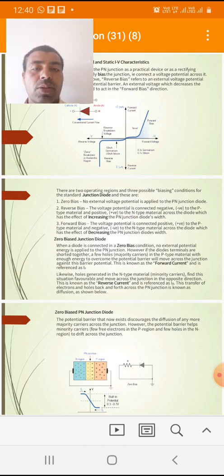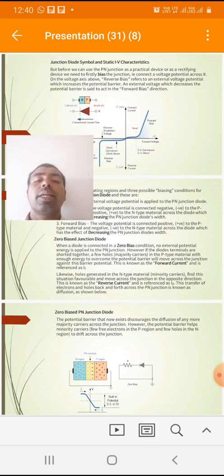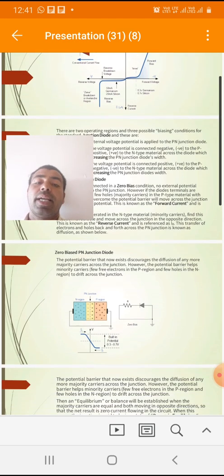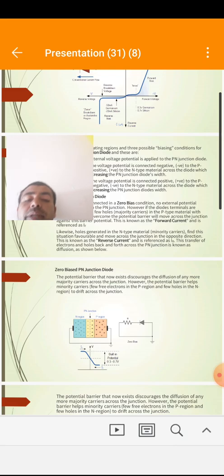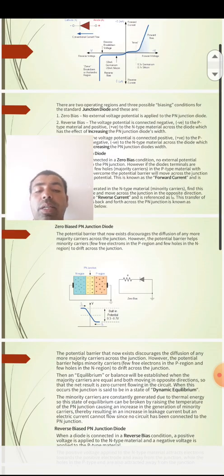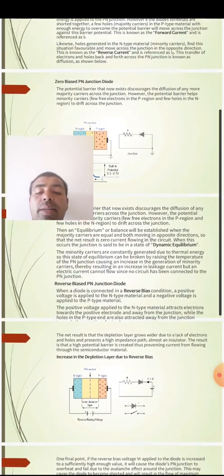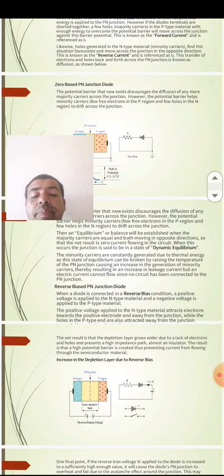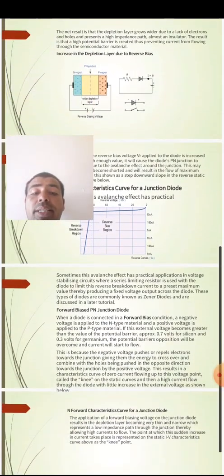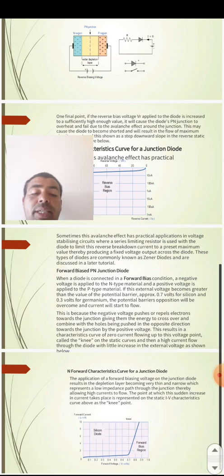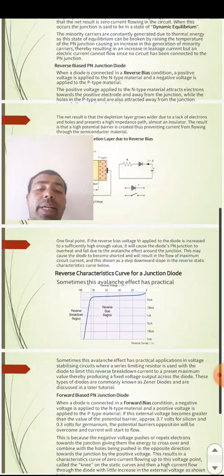We had also concentrated on that topic, and today we'll deeply discuss the junction diode symbol and static IV characteristics, as well as the zero biased PN junction diode, the increasing depletion layer, and what happens in reverse biased, zero biased and forward biased. Okay, right.